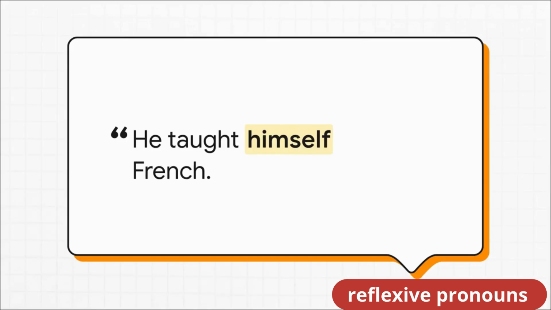In this example right here, it's perfect. It shows the rule in action. So who did he teach? It wasn't a tutor. It wasn't a classmate. Nope, he taught himself. The subject, which is he, and the object, himself, are the exact same person.